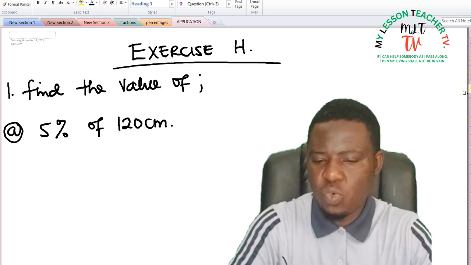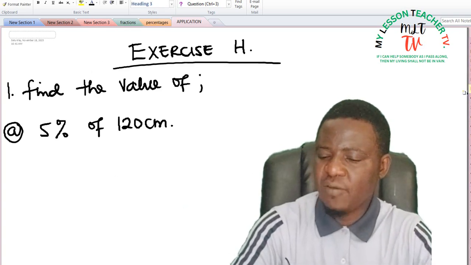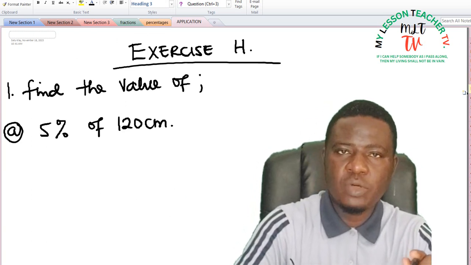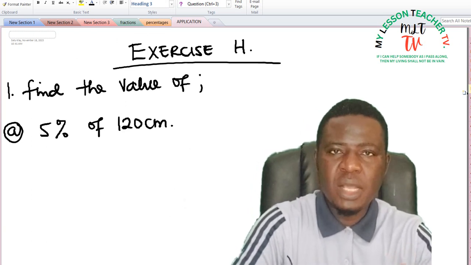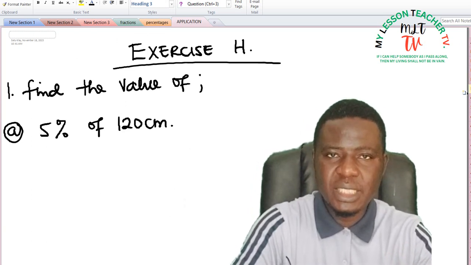Exercise H, question number 1. We are asked to find the value of 5% of 120 centimeters. Now note that your answer will always be in centimeters.